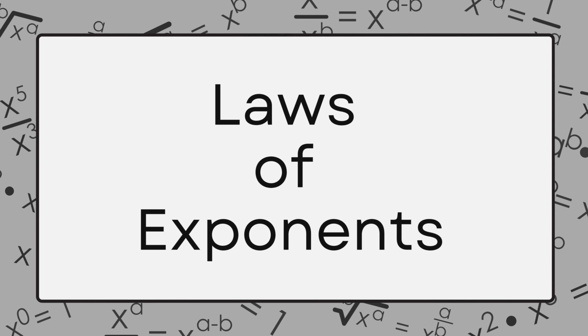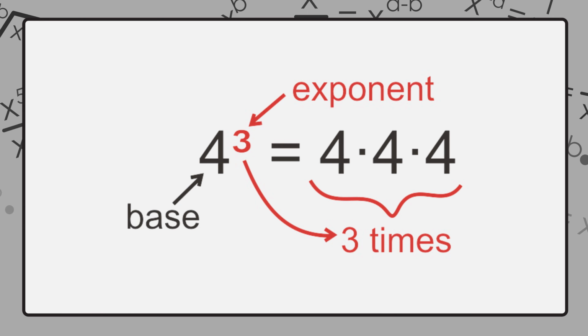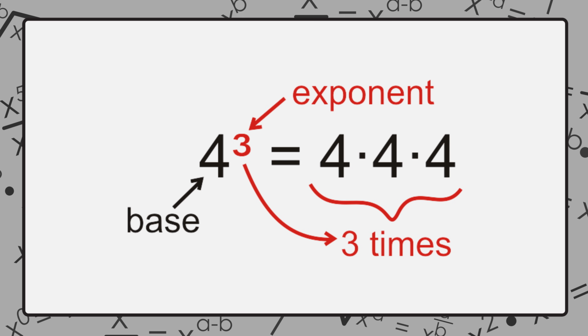Let's revise the laws of exponents. Before we start, remember that the exponent tells us how many times we have to multiply the base with itself. In this example, the base is 4 and the exponent is 3. That means we have to multiply the base with itself 3 times: 4 times 4 times 4.